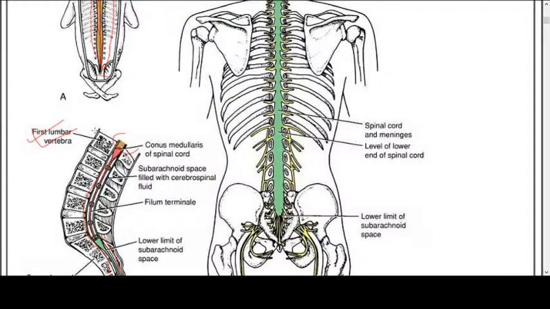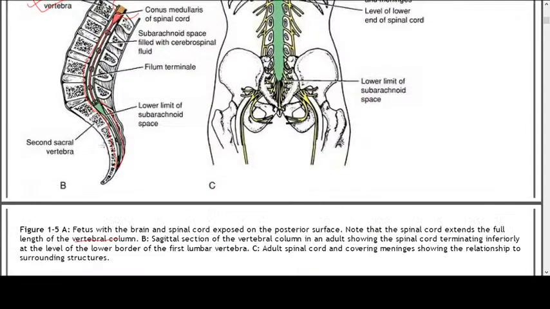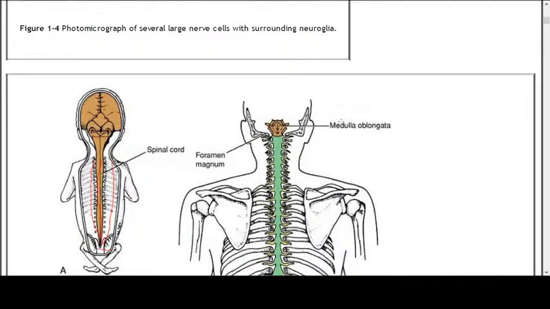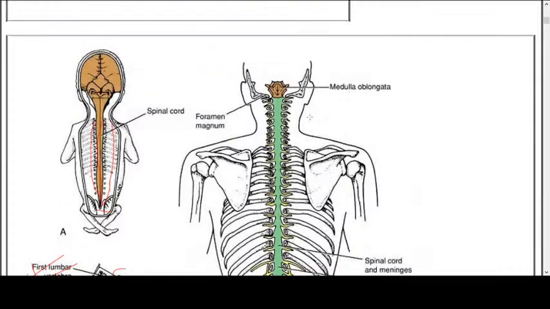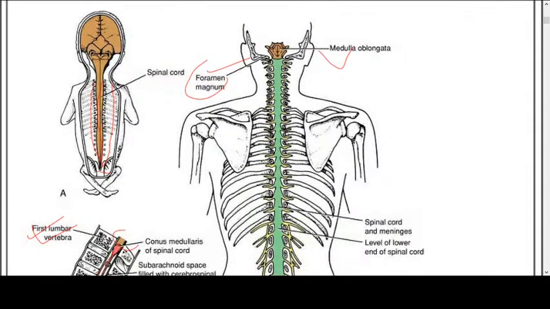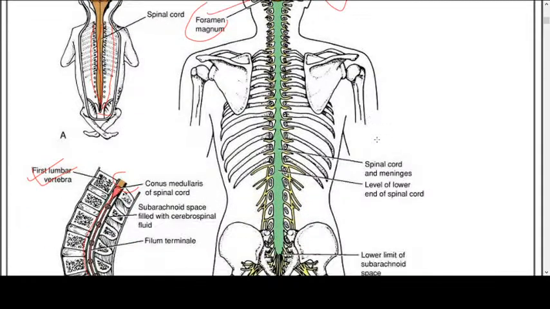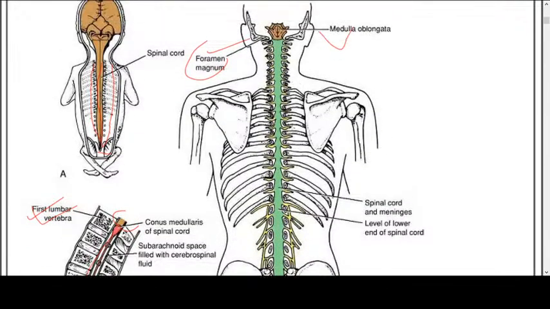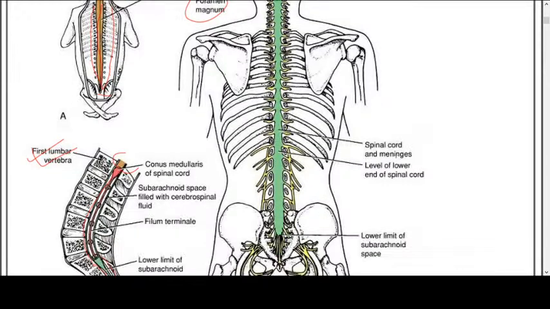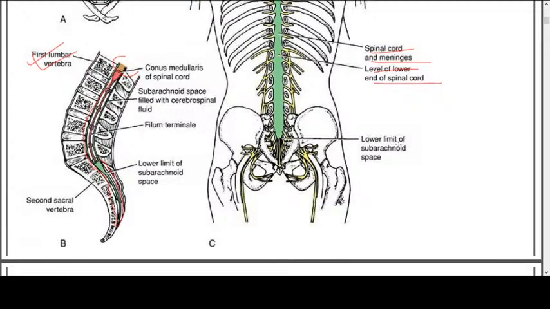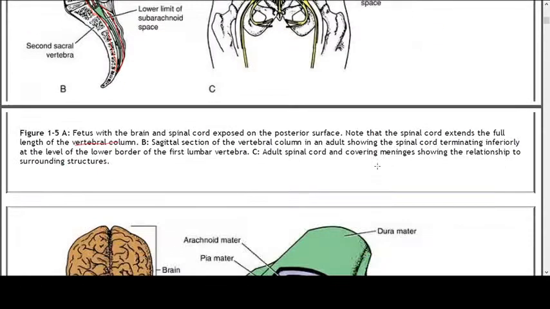This is the first lumbar vertebra. This is the medulla. In which figures can we see the medulla oblongata and foramen magnum? It's the space in the skull, which we don't need to understand. These are the spinal segments. Green color is the spinal cord and meninges. This is the level of the lower end of the spinal cord. This is the lower limit of the subarachnoid space.